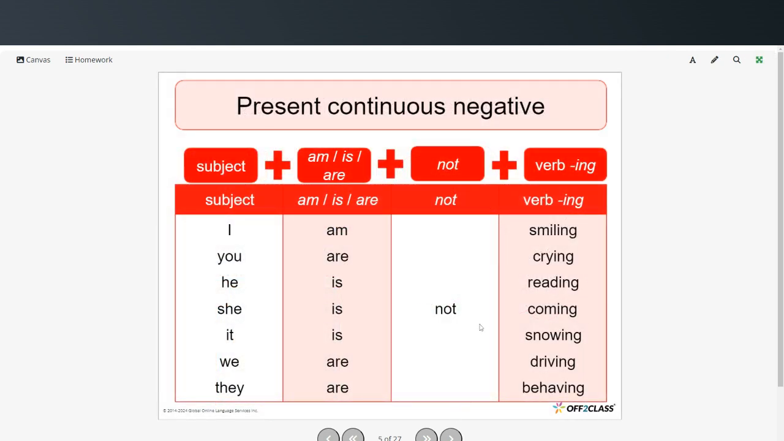So to form the present continuous negative, you simply add not after the to be verb and before the ing verb. So I am not smiling, you are not crying, he is not reading, she is not coming, it is not snowing, we are not driving, they are not behaving.